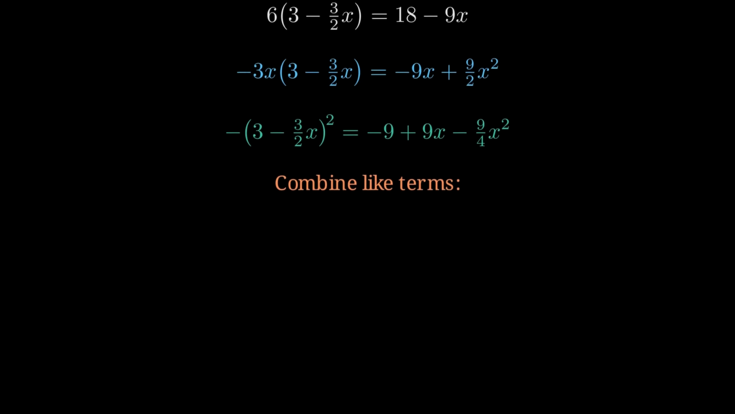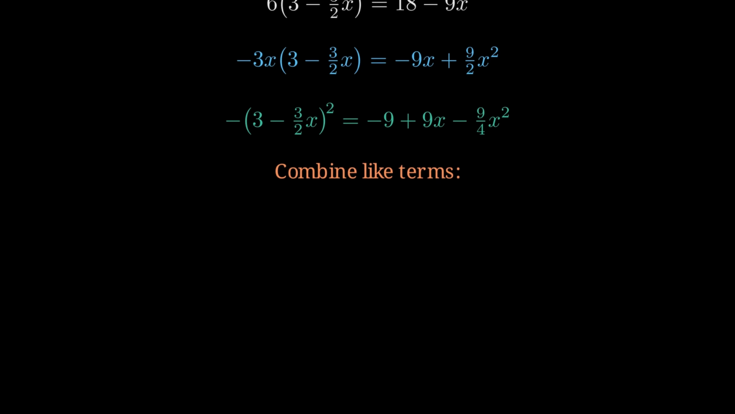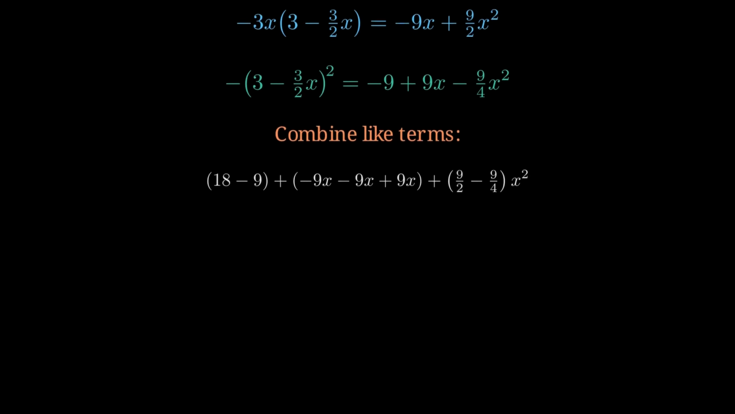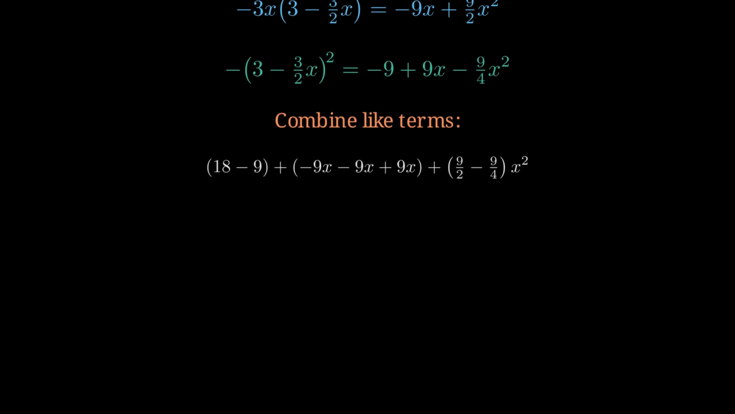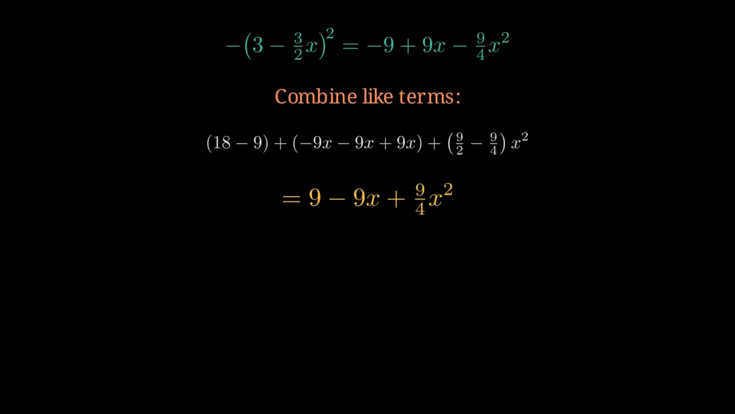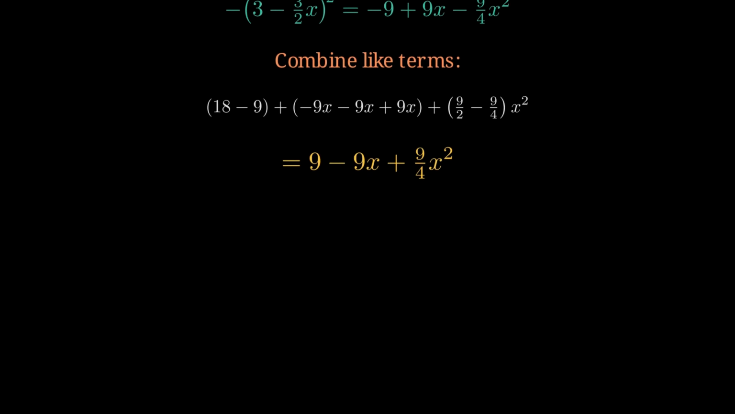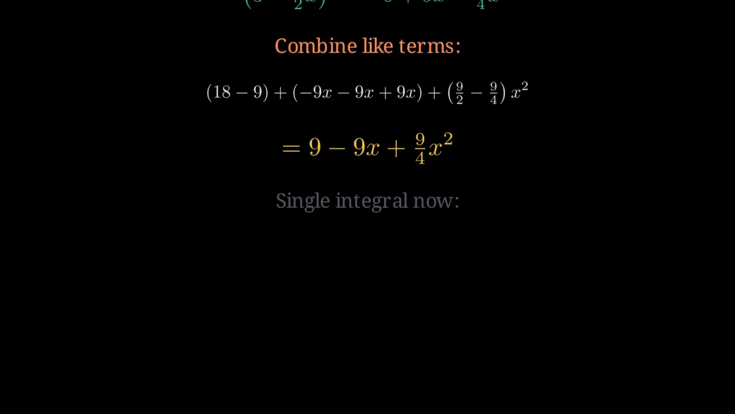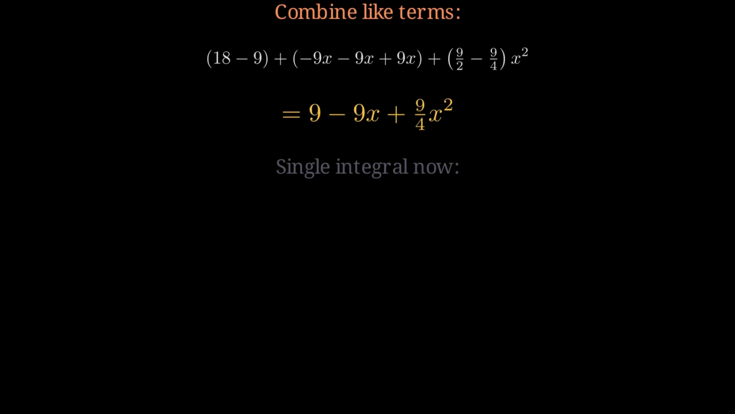Now we combine everything. Constant terms. 18 minus 9 gives 9. X terms. Negative 9x minus 9x plus 9x gives negative 9x. And x squared terms. 9/2 minus 9/4 gives 9/4 x squared. So the expression simplifies to 9 minus 9x plus 9/4 x squared. We're down to a single integral now.